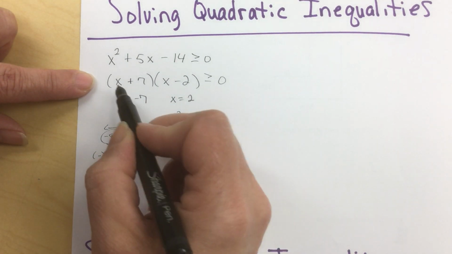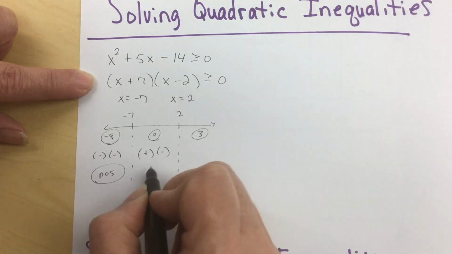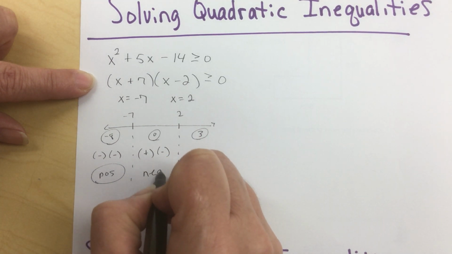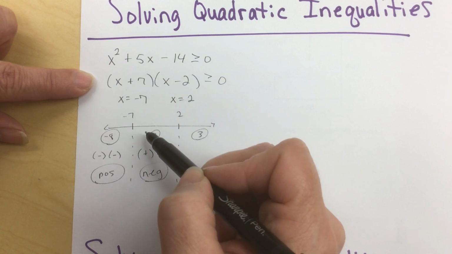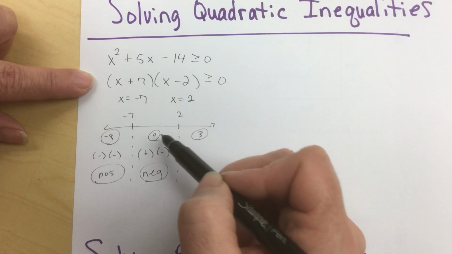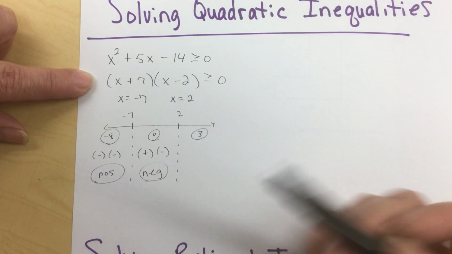Now if I take 0, 0 plus 7 is positive, 0 minus 2 is negative. A positive times a negative is going to give me a negative. Every number, I picked 0, but every number up to -6.999 all the way up to 1.999, any of those are going to give me a negative answer.